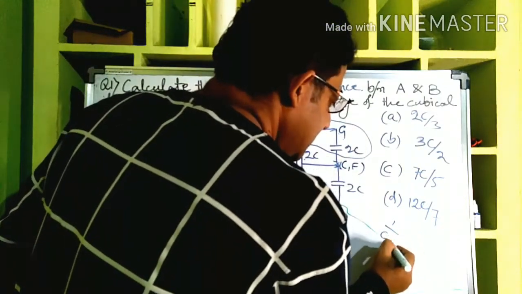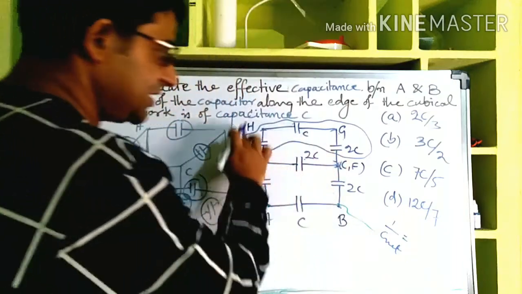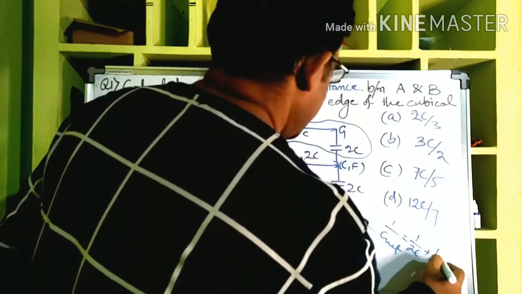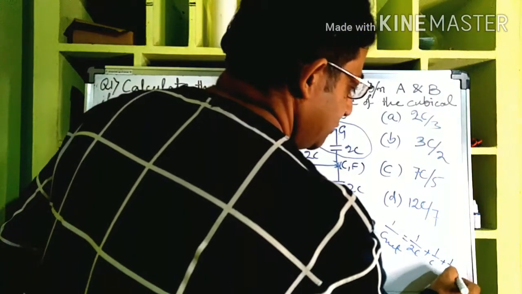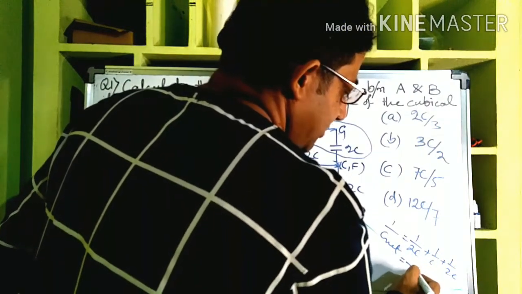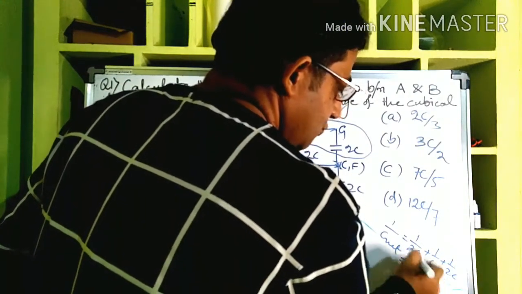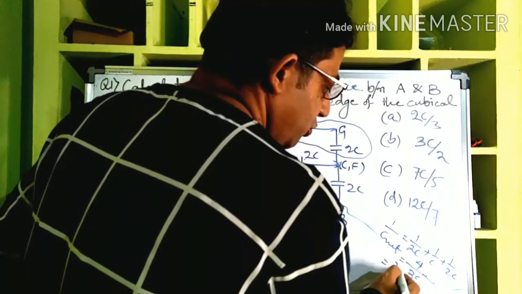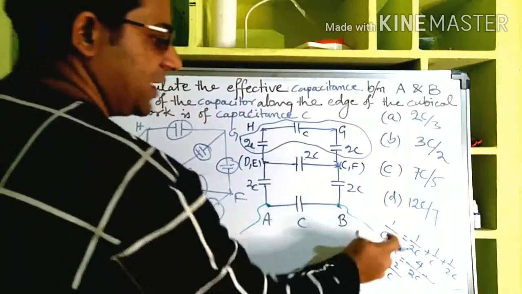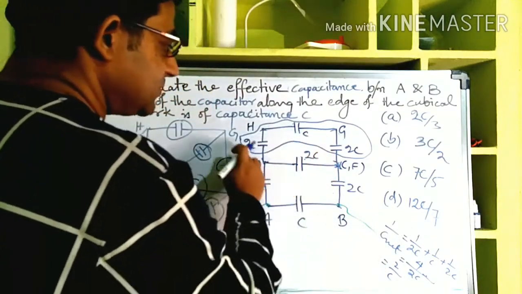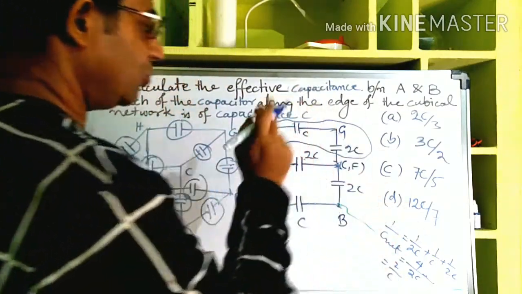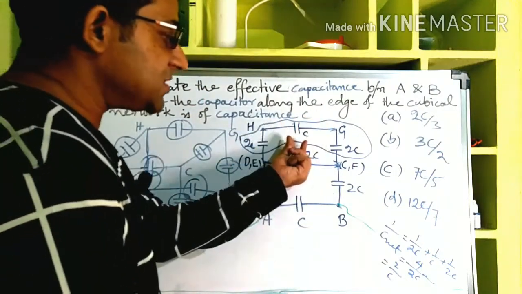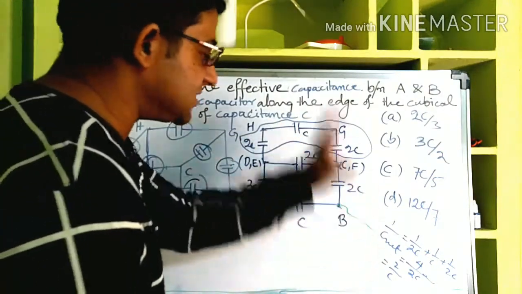1 by C net is equal to, for these three only we are calculating, 1 by 2C plus 1 by C plus 1 by 2C. So take LCM 2C. This is 1 plus 2 plus 1. So 4 by 2C or 2 by C. But this is 1 by C net. So between this much, what is the net? C by 2. So instead of all these three, we can replace one capacitor only of capacitance C by 2.